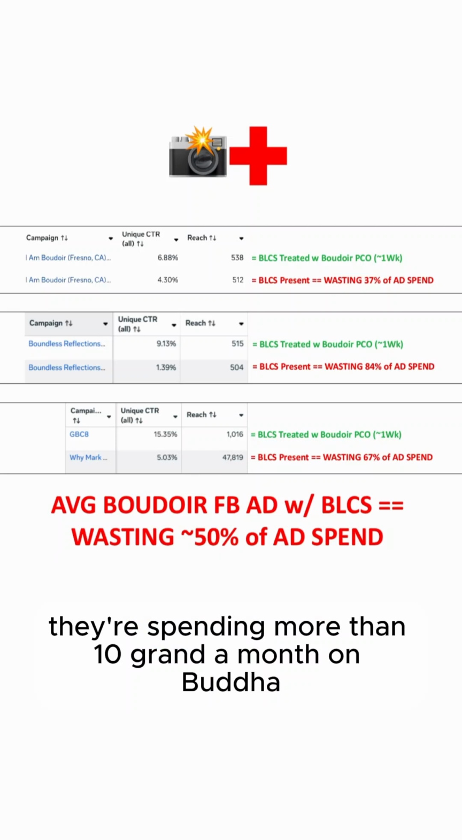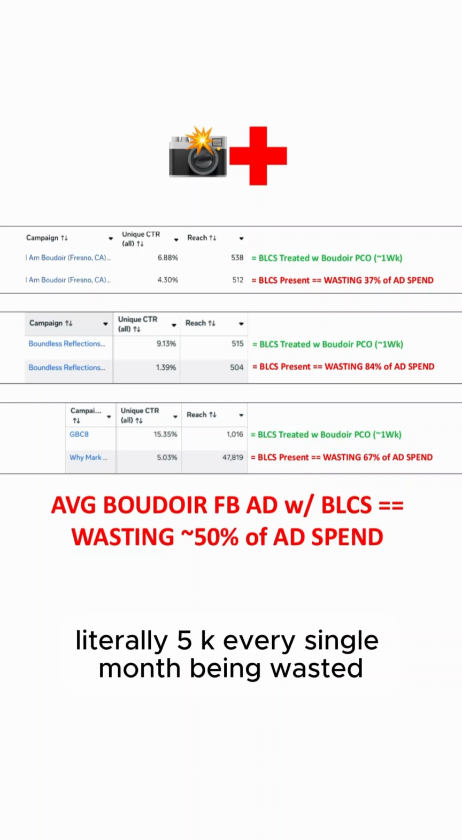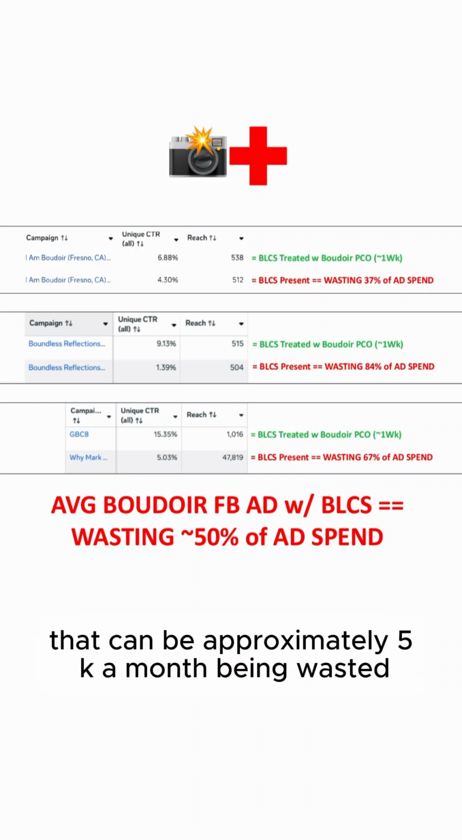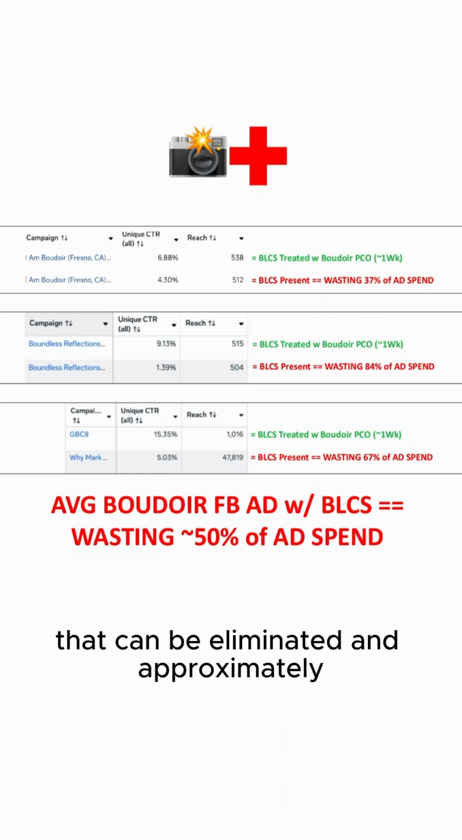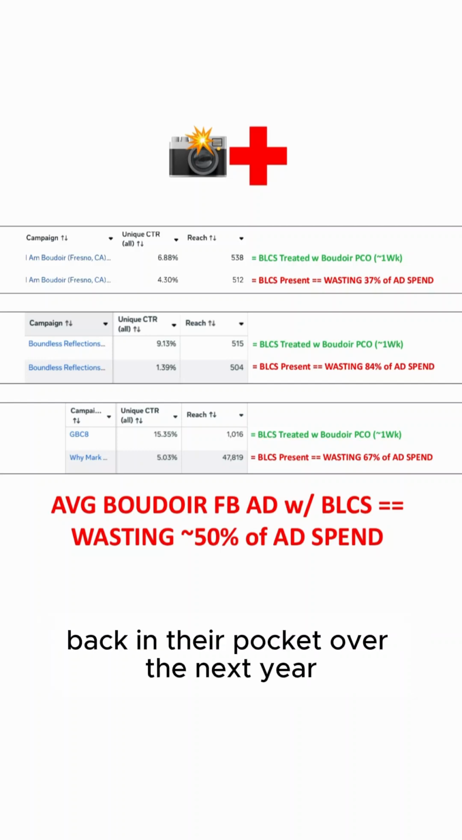So they're spending more than 10 grand a month on Boudoir Facebook ads. Literally 5K every single month is being wasted. That can be approximately 5K a month. It's being wasted. That can be eliminated. And approximately, that'd be like 60K back in their pocket over the next year.